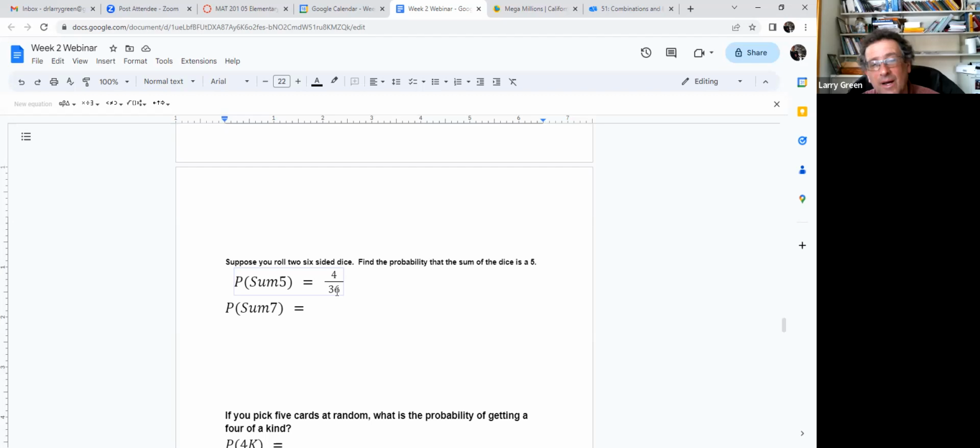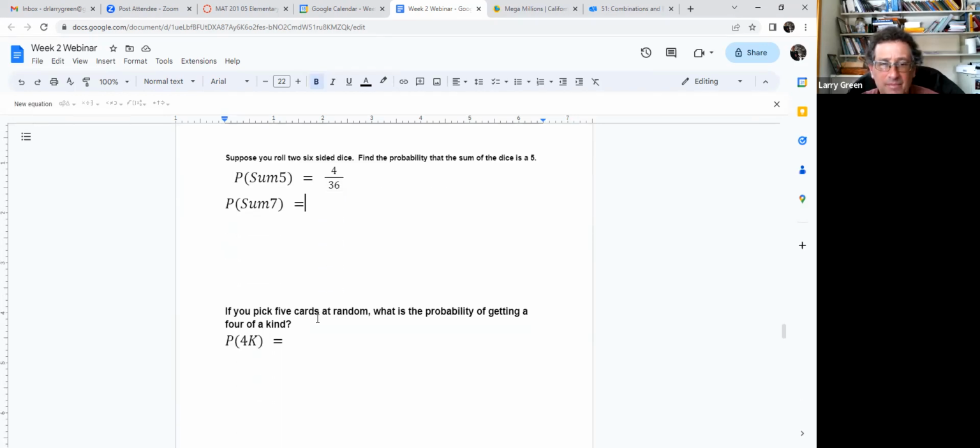Okay, and there's the answer. If you want to reduce, you can go to 1/9. If you want to write it as a decimal, you can. I'm not going to bother. Any questions at all on that example?